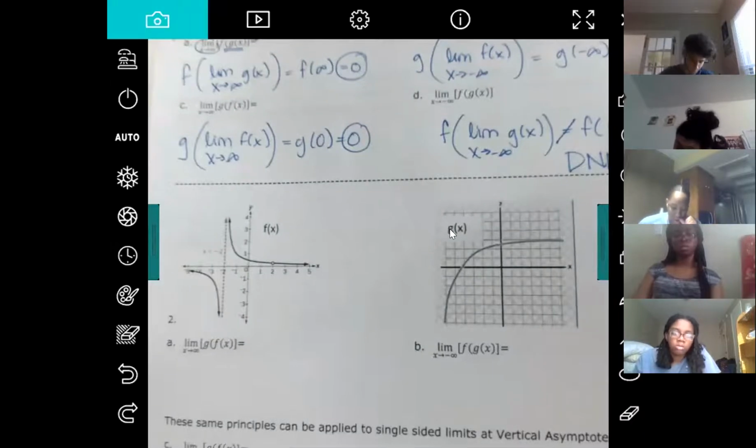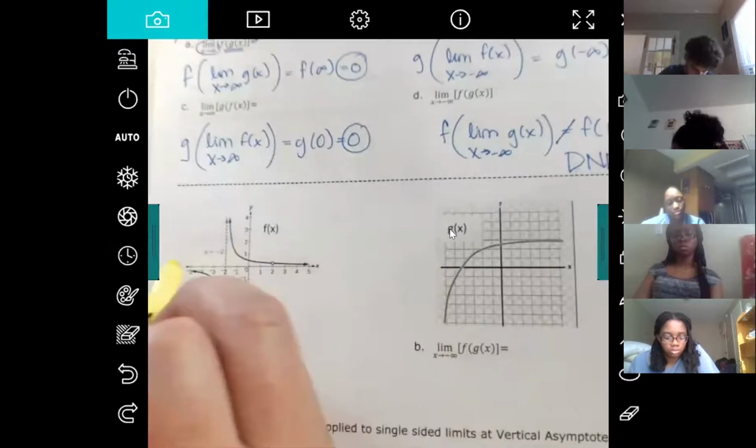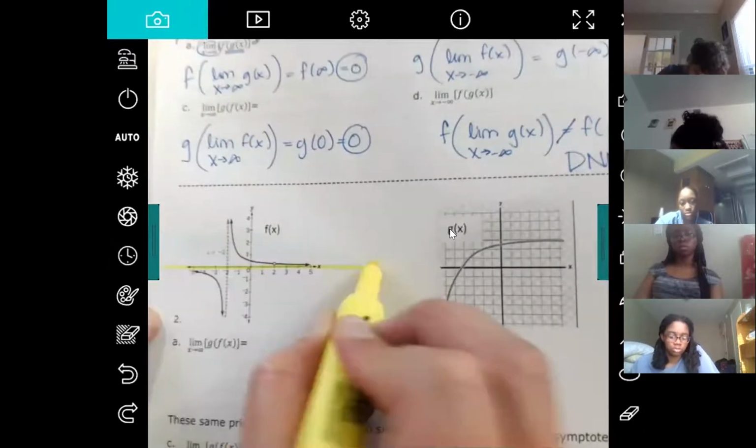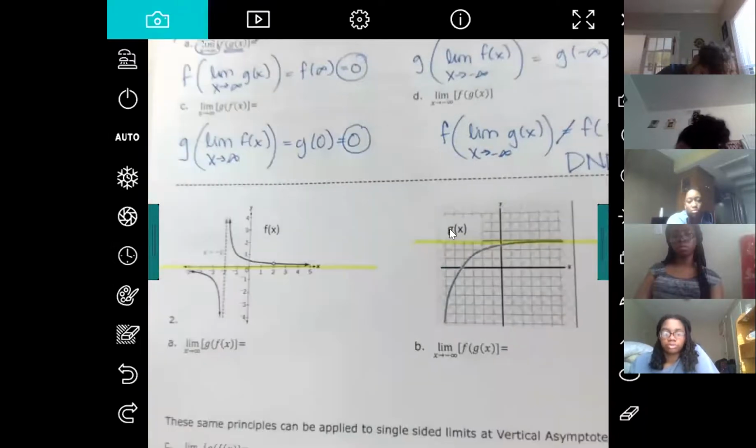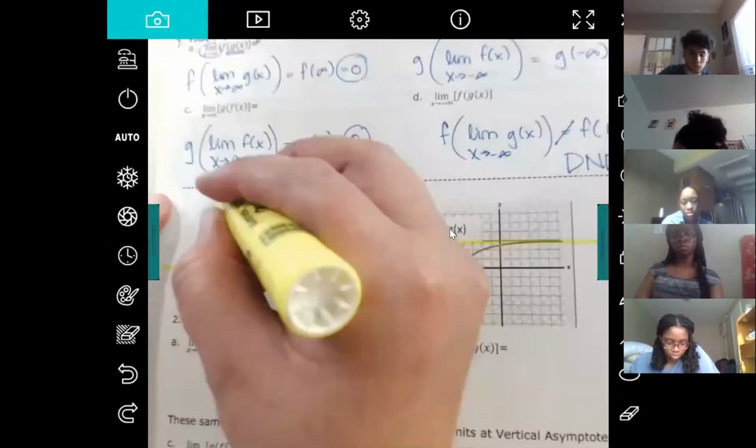Okay, and then what you should see, I'll go ahead and highlight them for you, is that you have a horizontal asymptote this way and a horizontal asymptote here as well. Okay, and then you have a vertical asymptote on this graph here.